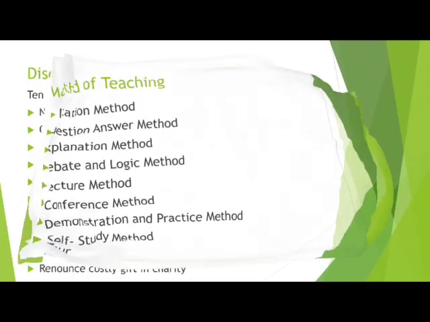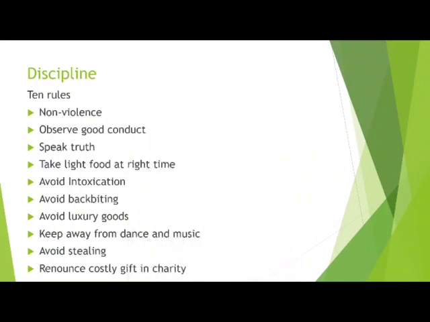Then let us see the next feature, discipline. Teachers and students both had to follow the rules of the Buddhist Sangha strictly. General students had to follow 10 rules once they entered the Vihara by a ceremony called Pabbaja Samskar. The 10 rules were: first, non-violence; second, observe good conduct; third, speak truth; fourth, take light food at the right time; fifth, avoid intoxication; sixth, avoid backbiting; seventh, avoid luxury goods; eighth, keep away from dance and music; ninth, avoid stealing; tenth, renounce costly gifts in charity.